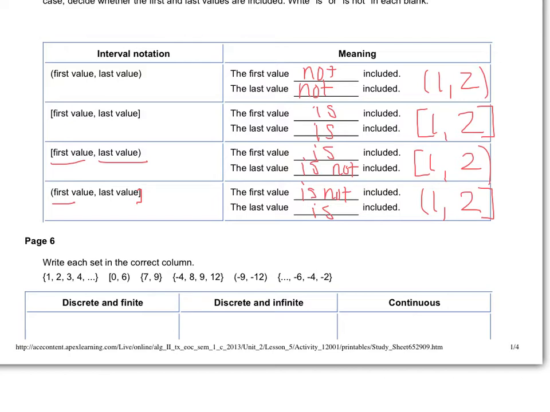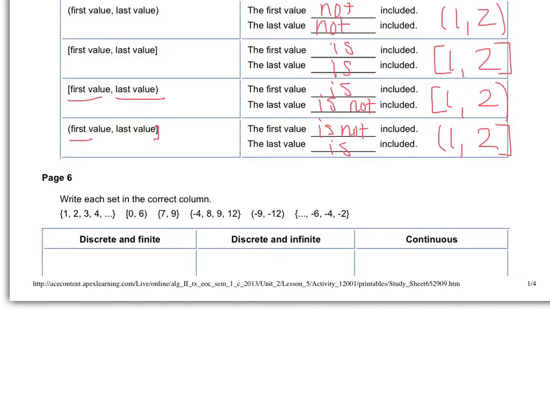So we're supposed to decide if these sets here are discrete and finite, discrete and infinite, or continuous. When they are continuous, remember, continuous is going to use our parentheses or our bracket, because either way we can write the word continuous with those. Looking at these sets, the first one's not, the second one, 0, 6, is, the third one's not, the fourth one's not, the fifth one is, so -9 to -12. Those would be my continuous sets.